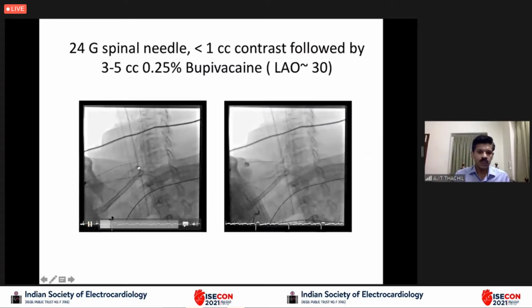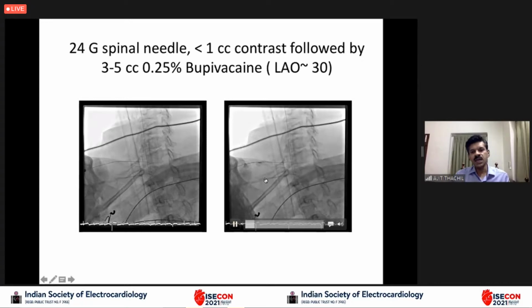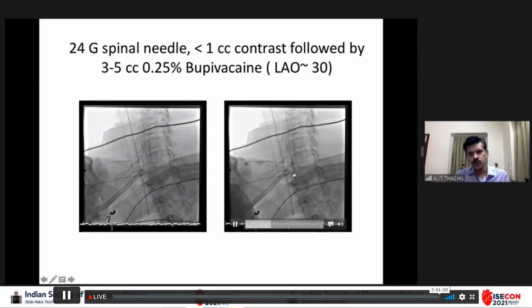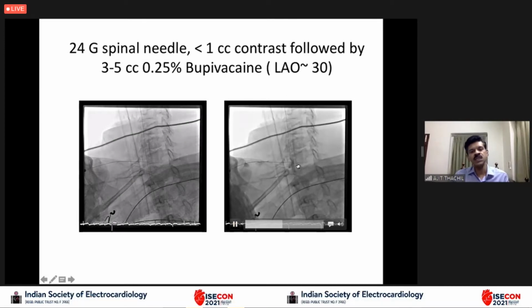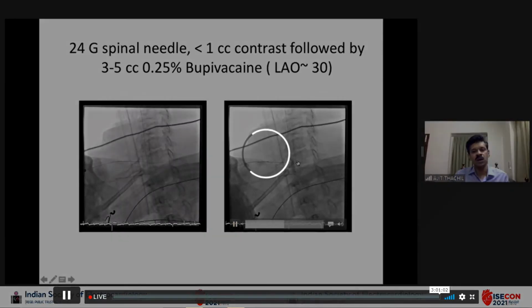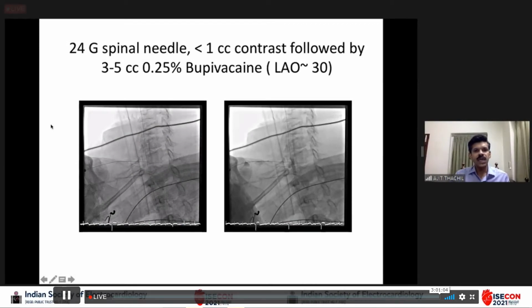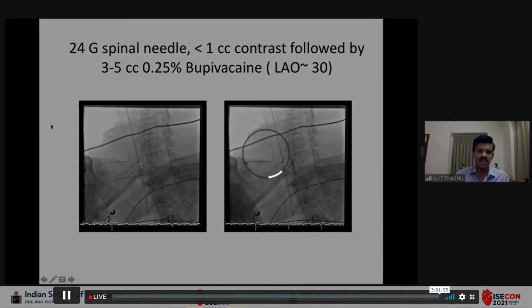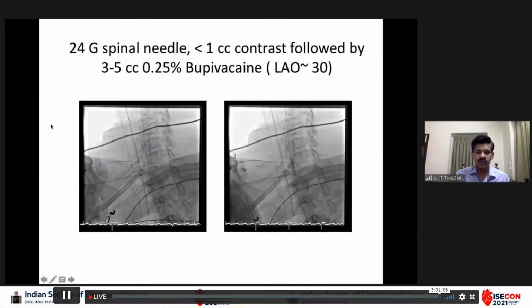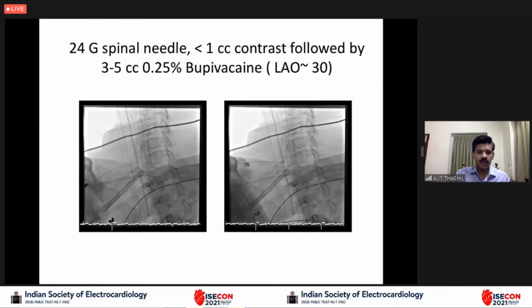So this is how it's done fluoroscopically. You push the needle. This is at the C7 level. It should be done at C6 and C7. You push the needle till you reach the anterior part of the foramina, and then you hit the bone. And once you hit the bone, you stop pushing the needle. Then you inject a tiny ml of contrast. Visualize the contrast spreading supero-inferiorly. So you know you're in the sheath of the longus colli. And then you inject about 3 to 5 cc of 0.25% bupivacaine.